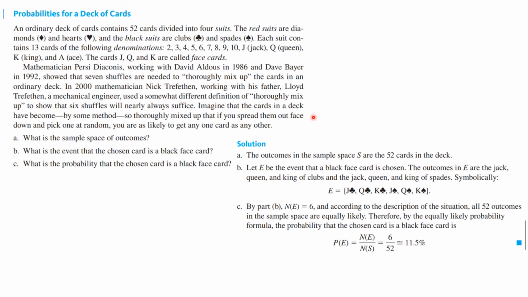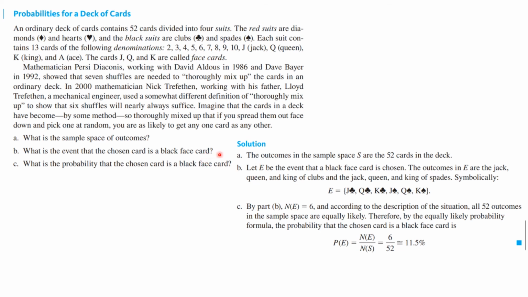Imagine that the cards in a deck have become, by some method, so thoroughly mixed up that when you spread them out face down and pick one at random, you are as likely to get any one card as another. A. What is the sample space of the outcomes? You're picking one card. So the outcomes in the sample space are the 52 cards in the deck. Those are the outcomes that are possible, one of those 52.